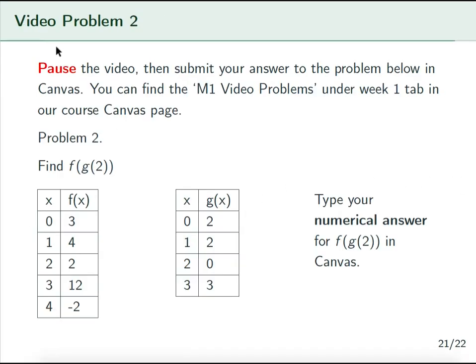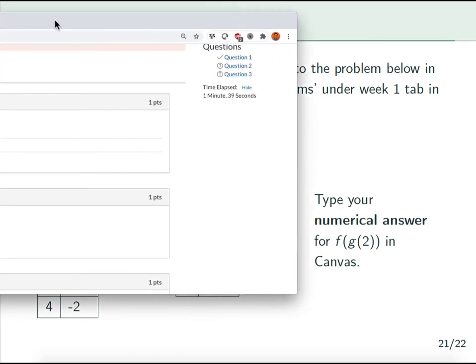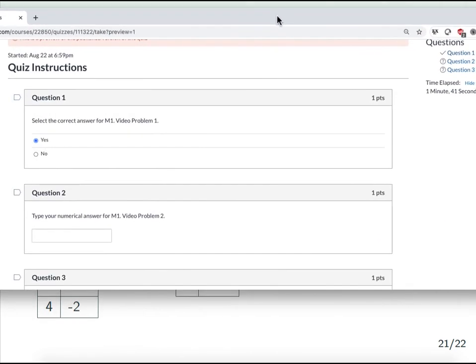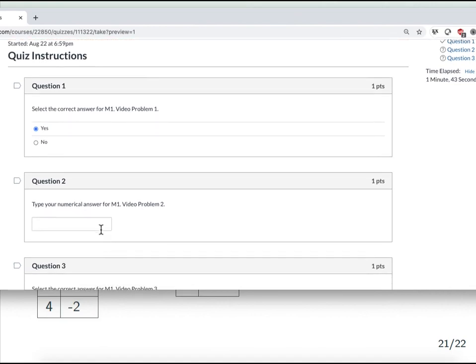Before we move on, I'm going to have you try another problem. So pause the video, then submit your answer to the problem below in Canvas. You can find Module 1 video problems on the Week 1 tab in our course Canvas page. Okay, let me show you one more time, as I showed earlier in this video. Now you type your numerical answer to this problem. As you can see, you will not be able to see the actual problem in Canvas. You can only type the answer.